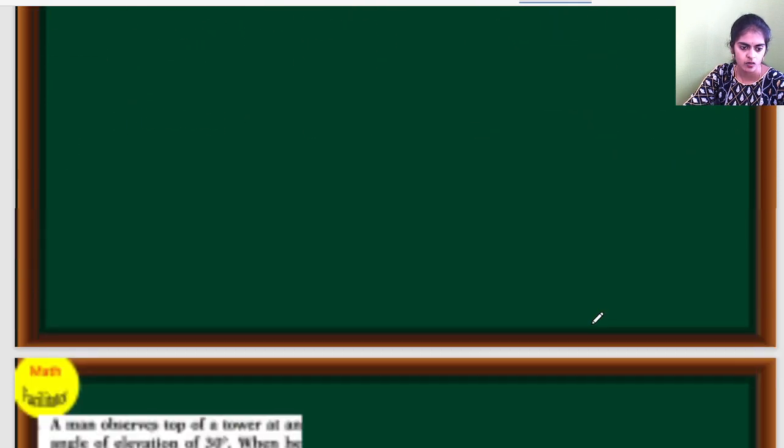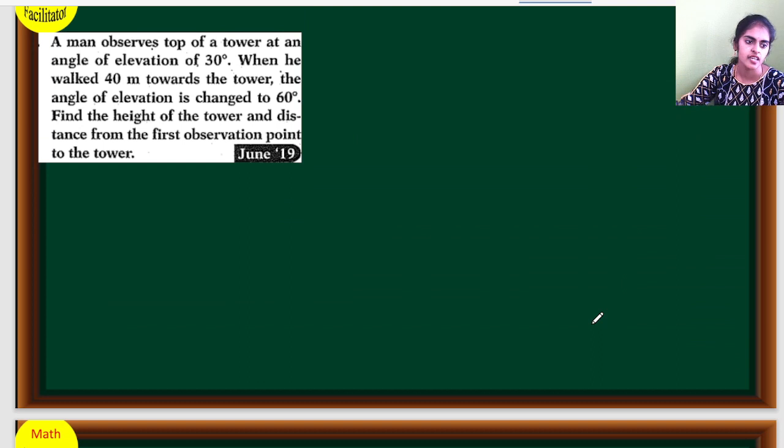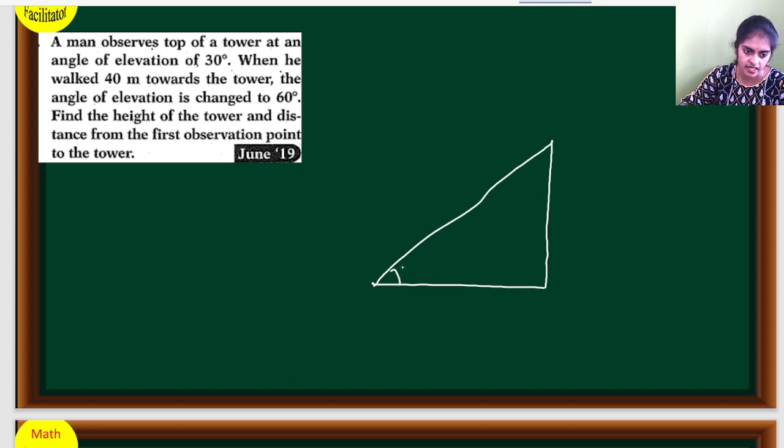Okay. So next question: a man observes the top of a tower at an angle of elevation 30 degrees, and when he walked 40 meters towards it, the angle of elevation is 60. So suppose this is the tower. At the first point, this man is observing the tower at 30 degrees. Now he is walking towards the tower. So now he has come here, having walked 40 meters, and now this angle of elevation is 60.